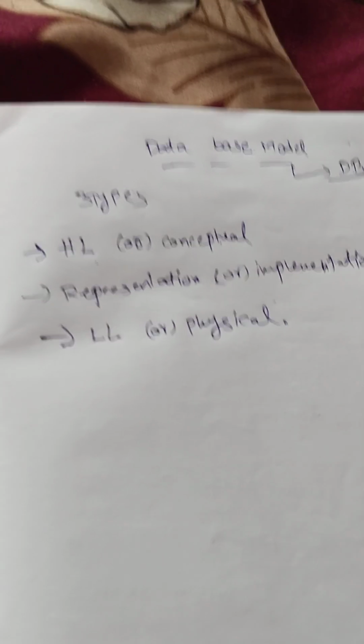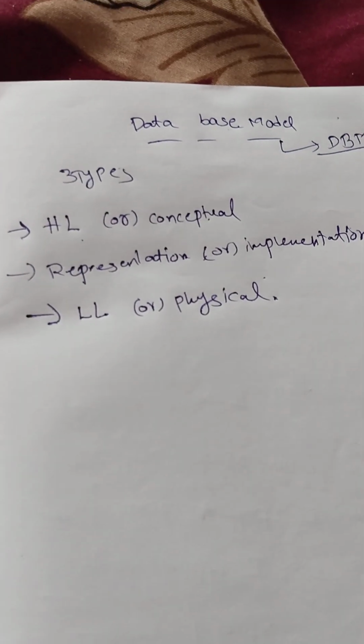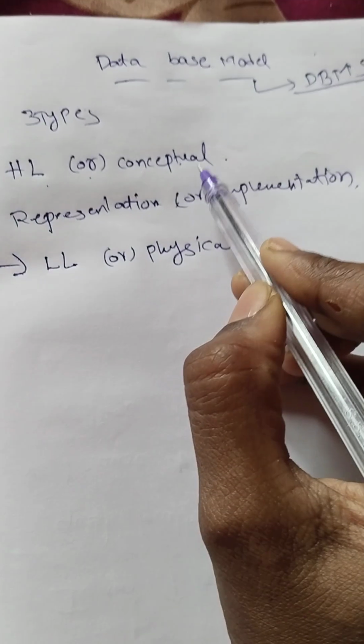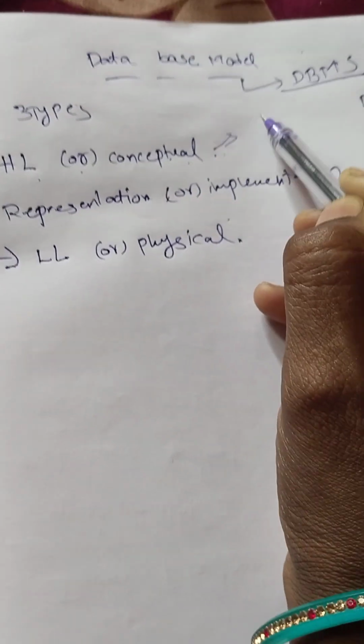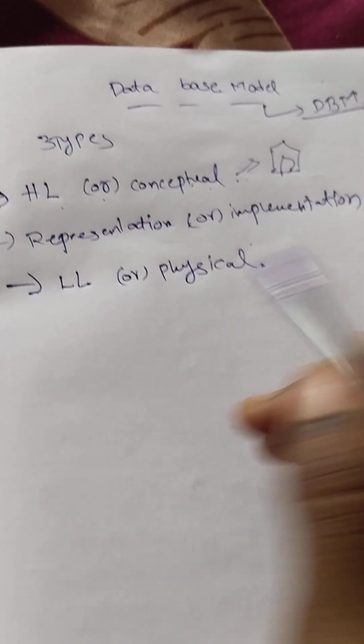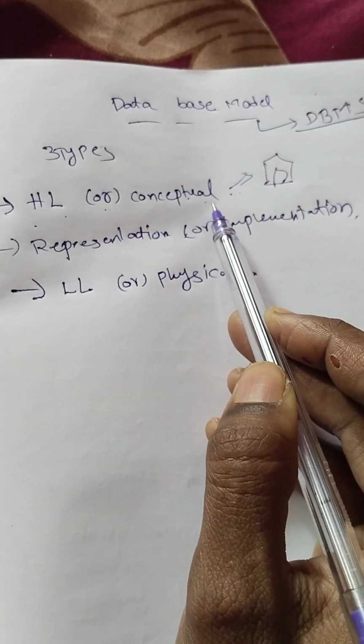In the same way, for designing software we have the high level or conceptual model. At this level we analyze how our structure will be represented and how it will be built. The total analysis is done by the high level or conceptual database model.